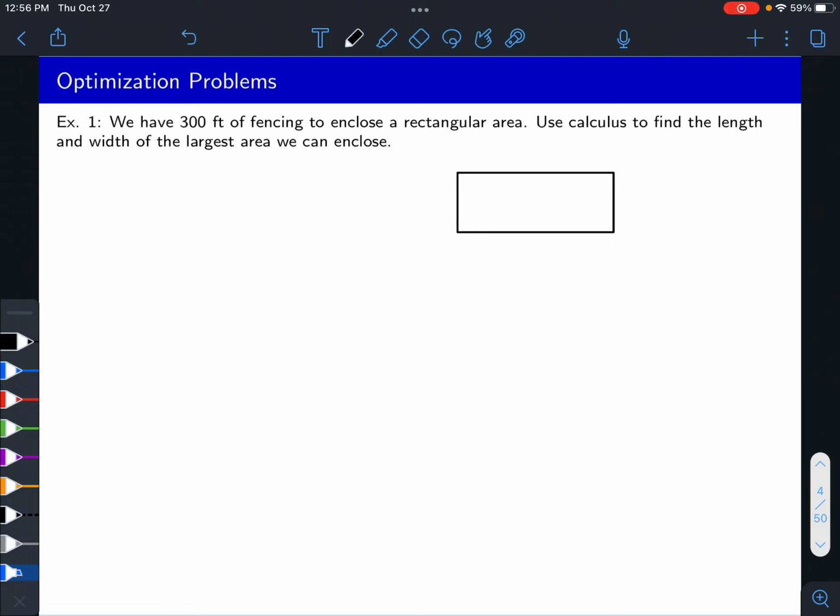So let's call this x and this y. So we have 300 feet of fencing. So x and y, if we use those variables, the perimeter in terms of these variables has to be equal to 300 feet. So the perimeter has to equal 300 feet.